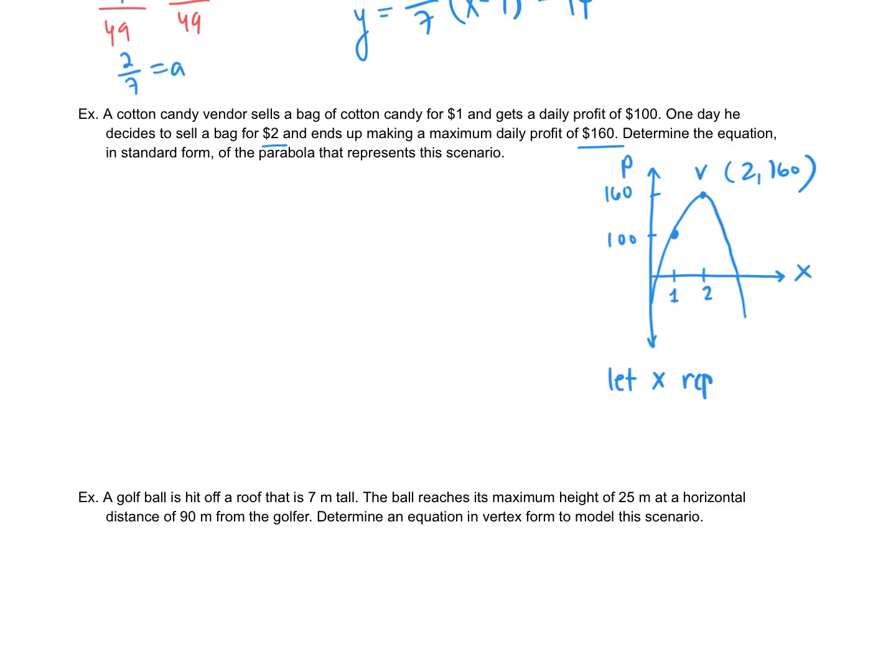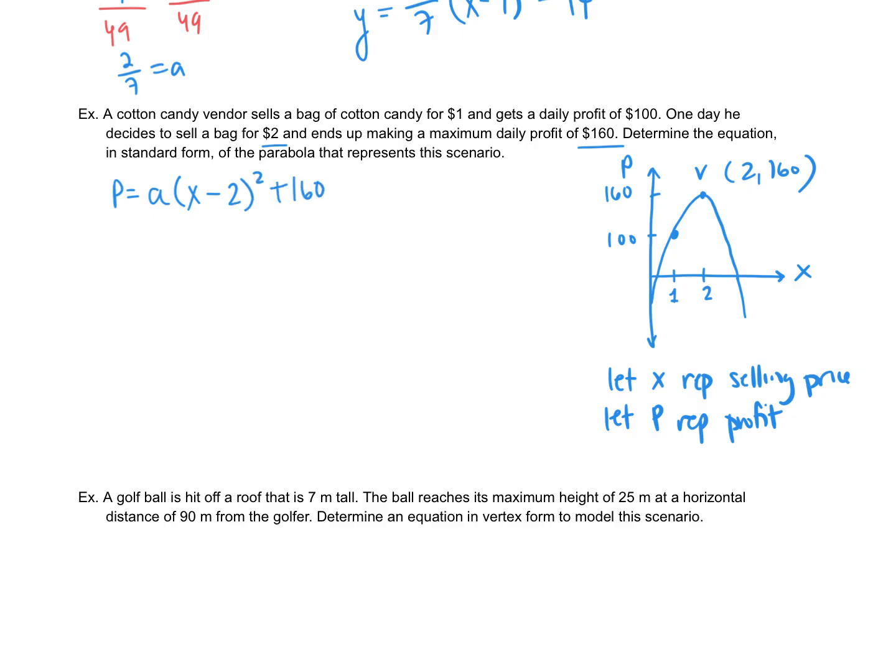So let X represent the selling price, and let P represent profit. So X is on the x-axis, P is on the y-axis. So instead of me writing y equals, I'm going to write P equals. I don't know my step pattern, so I don't know my a. And then (x - 2)^2, subtracting 2 from the axis of symmetry, plus 160.